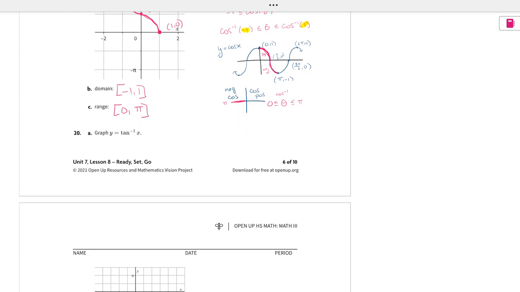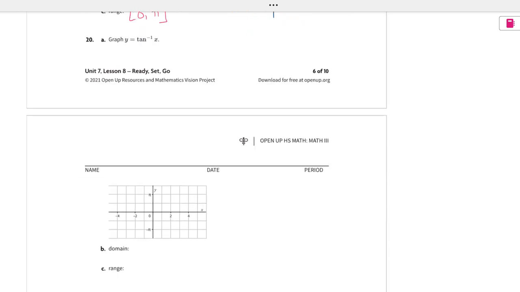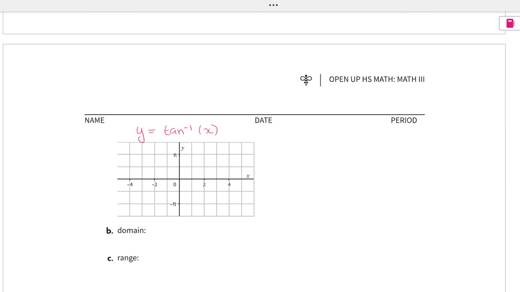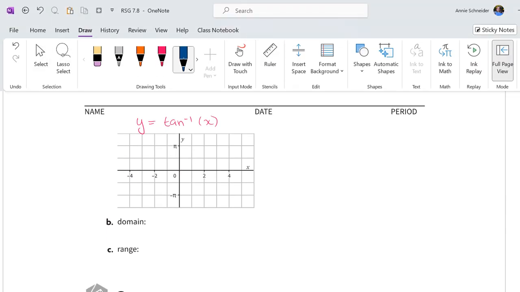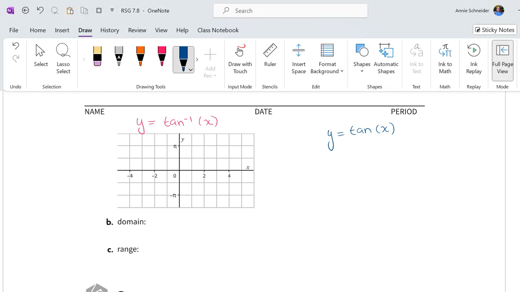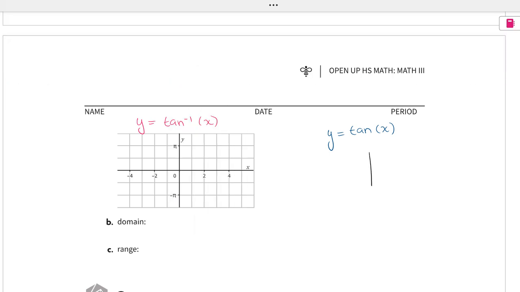Okay, let's graph y equals tan inverse of x. So let's rewrite that down here: y equals tan inverse of x. Let's think about the domain and range first. When we think of domain and range, it might be better to do a graph we're a little more familiar with, so hopefully we're more familiar with y equals tangent of x.